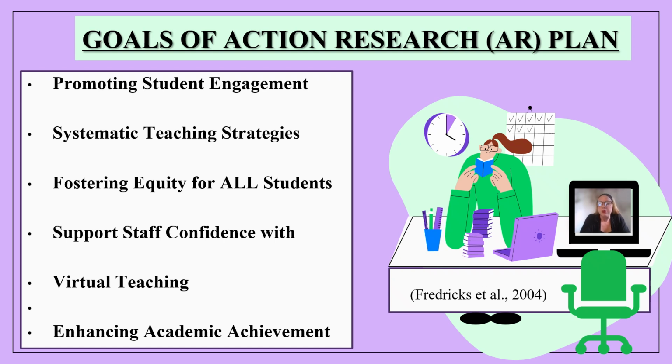Another goal could be implementing systematic teaching strategies that enable student engagement. Teaching shorter intervals and creating consistent classroom allows for structure, predictability, and transparency, which students appreciate and promotes buy-in. These goals also foster equity among students, providing equal opportunity for participation, regardless of home environment or neurodivergent challenges. Fredericks et al. 2024. Additionally, the aim of these goals is to support student engagement and staff confidence to implement virtual learning strategies, leading to overall academic achievement.